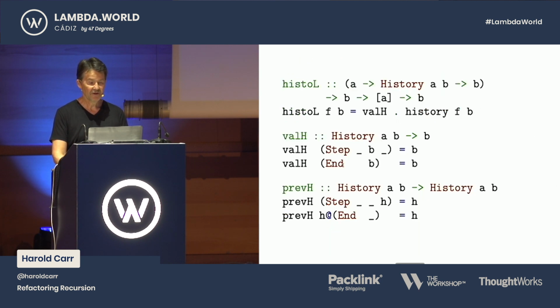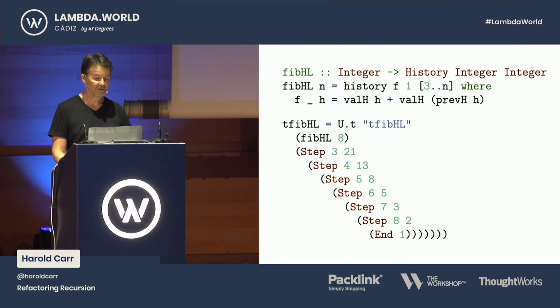To see how it gets useful, I'm defining these helper functions. val h means giving you the value out of a history object. So in the step case, it's the B, the middle argument. In the end case, it's the only thing it has, the B. And previous just says, given a history, give me the previous history. If you're already at the end, you just return what you gave it, because there's no previous history. And if you're in a step, you grab the history. And that makes it useful to define Fibonacci, yet again.